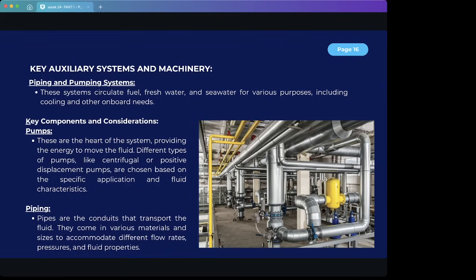We also have the piping. So pipes are the conduits that transport the fluid. They come in various materials and sizes to accommodate the different flow rates, pressures, and fluid properties.